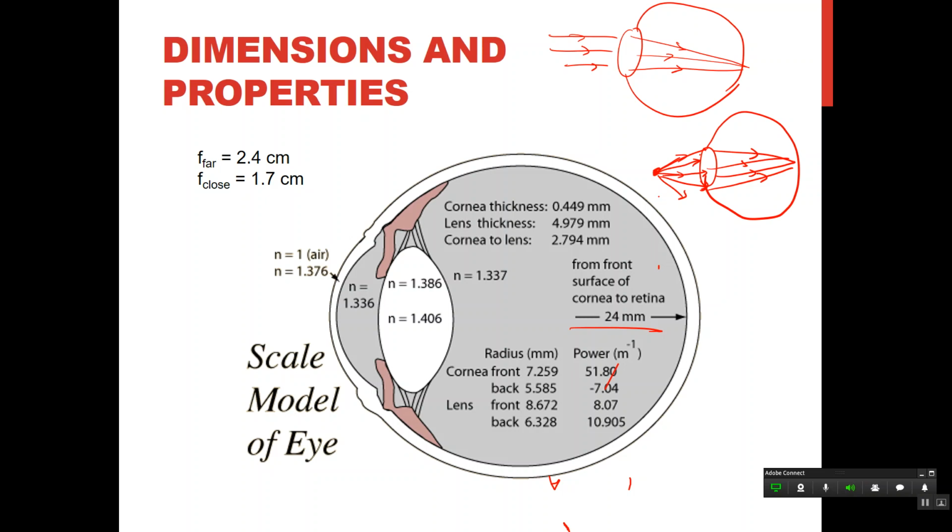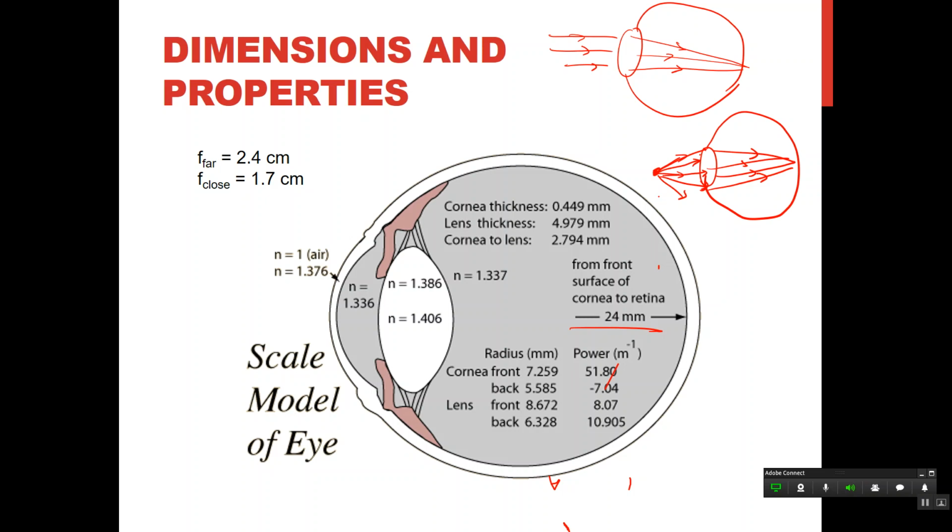Closer. This one needs to converge more. So if you need to converge more, you need to have a smaller focal point. Right? So your F close, your focal point when you're looking at close objects, is going to be lower because you need to converge. We need a stronger lens to be able to do that. And for objects that are far away, you need to converge them less. So you have a larger focal point. Okay, you need to refract less for that.